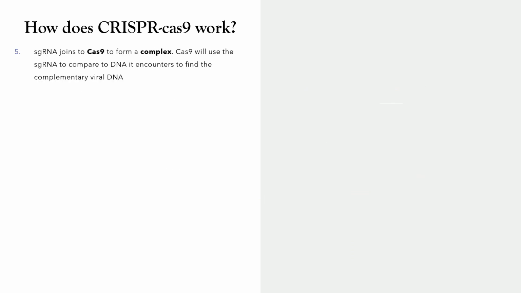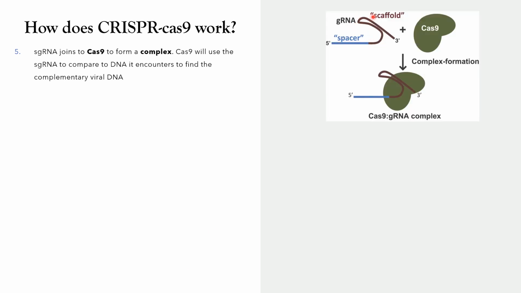So let's keep going. We have the single guide RNA with this hairpin loop, and it joins to an endonuclease, which we call Cas9. When they join together, they form a Cas9 complex. And Cas9 will use this guide RNA to compare to DNA it encounters to find complementary viral DNA. So it's going to go out and look for any viral DNA that may exist in the bacteria that matches or is complementary to this guide RNA.